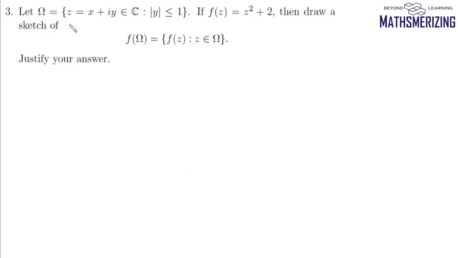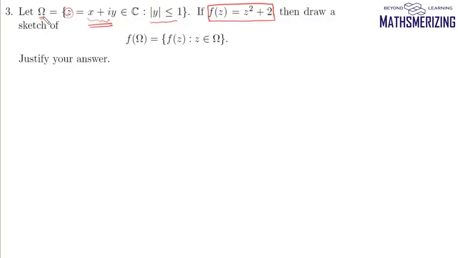Now this third question is, we are given a set which is sigma, which is the set of all complex numbers x + iy such that |y| is less than or equal to 1. And then we are given this function which is f(z), and that is z^2 + 2. Now it says, draw a sketch of f(sigma), which is f(z) for all z belongs to sigma. So that means for all the complex numbers z present in this set, we need to draw the sketch of f(z).